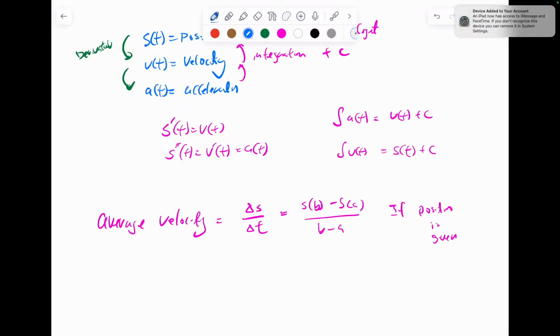All right. Now, there are times when I don't give you a position function. I don't know if physics does this, but I know in calculus they give you velocity and ask you to find average velocity. If a velocity is given, how do I find average velocity?